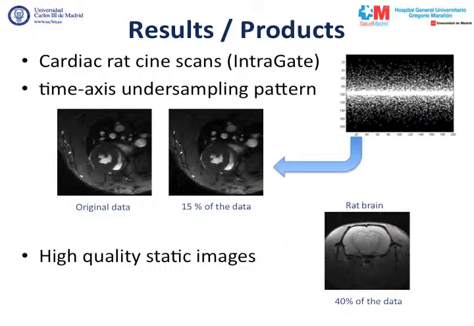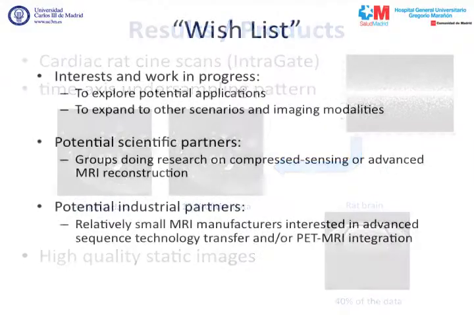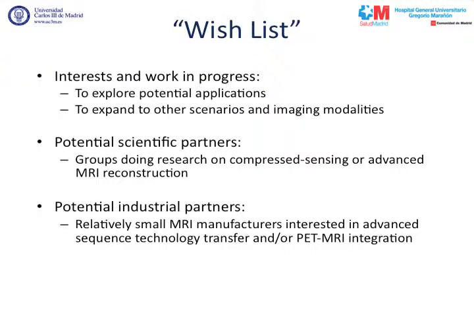This is just a very fast flash on results you can achieve. This is a CINE scan from a heart study in a rat, and you can see that by using, let's say, 10 times less data, you can obtain results which cannot be distinguished from the whole acquisition. So it's something really fun.